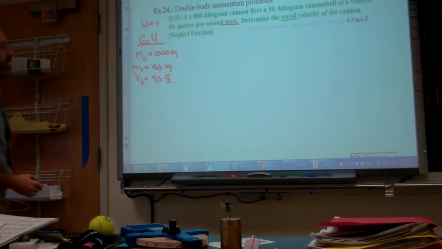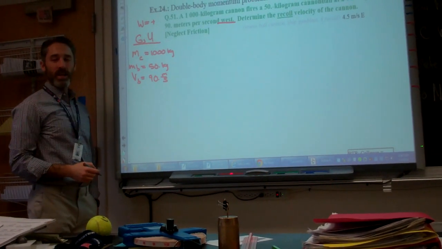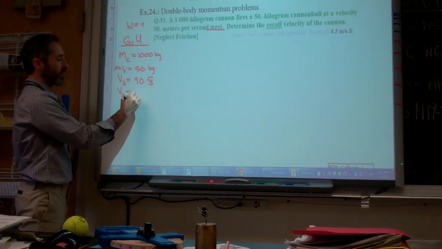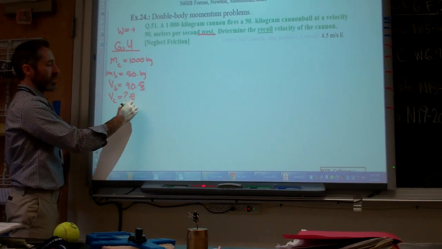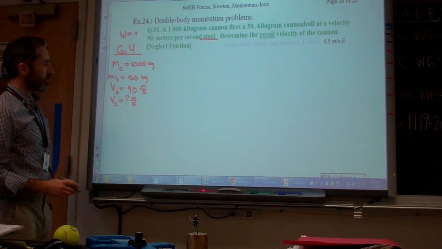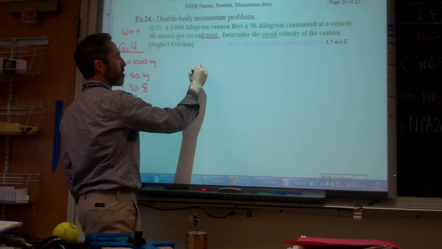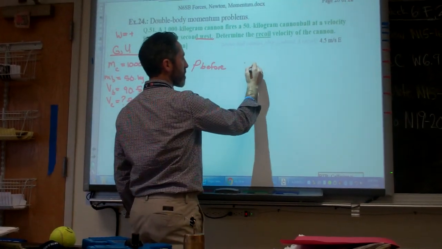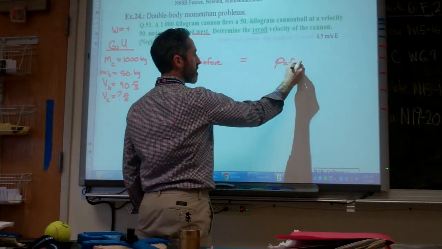Now, determine the recoil velocity of the cannon. So we watched that little video from the hallway. The cannon definitely had a velocity afterward. Let's figure it out. Now in your reference table, there's an equation for this. It's called the law of conservation of momentum. It's just written like this: P before equals P after. That's all it is.